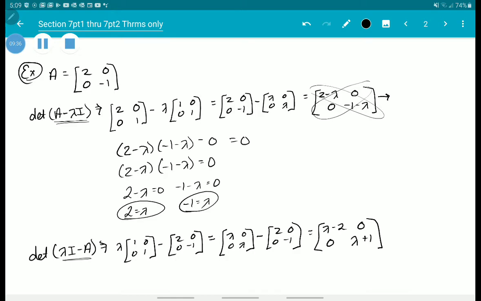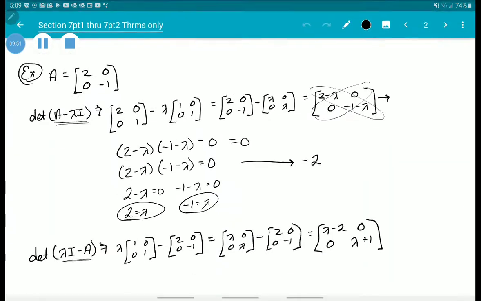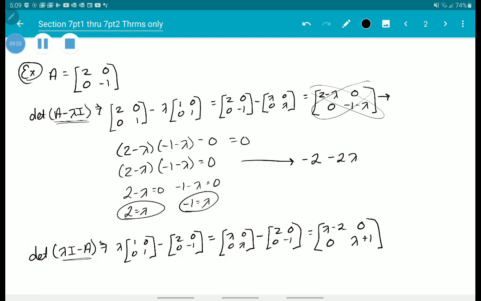Now, just to show you how this will compare to this one, it's not necessary to FOIL this out, but I am going to so you can see it. If I were to FOIL this out, I would get negative 2 minus 2 lambda plus lambda squared is equal to 0. So we would have lambda squared minus lambda minus 2 is equal to 0. There's our characteristic equation. And then we would solve it and we would still get these guys.